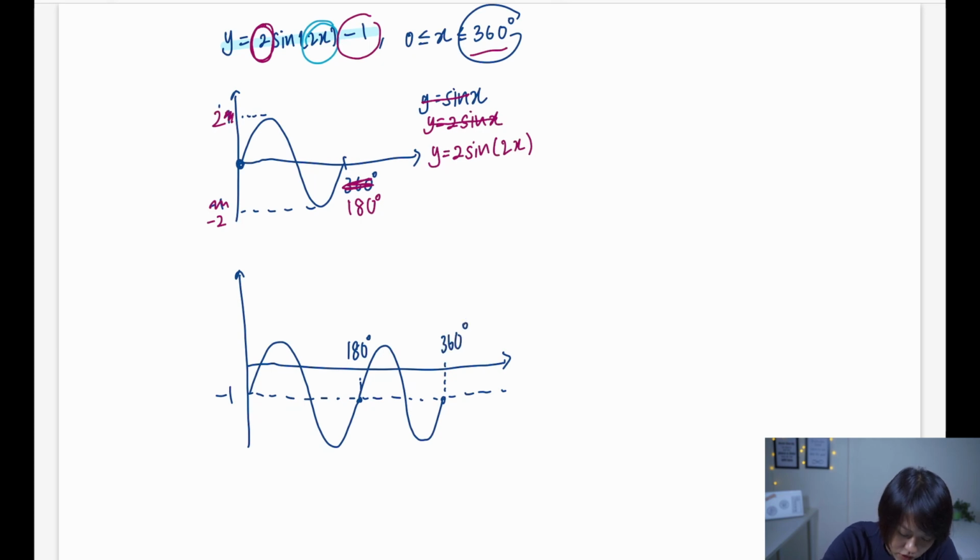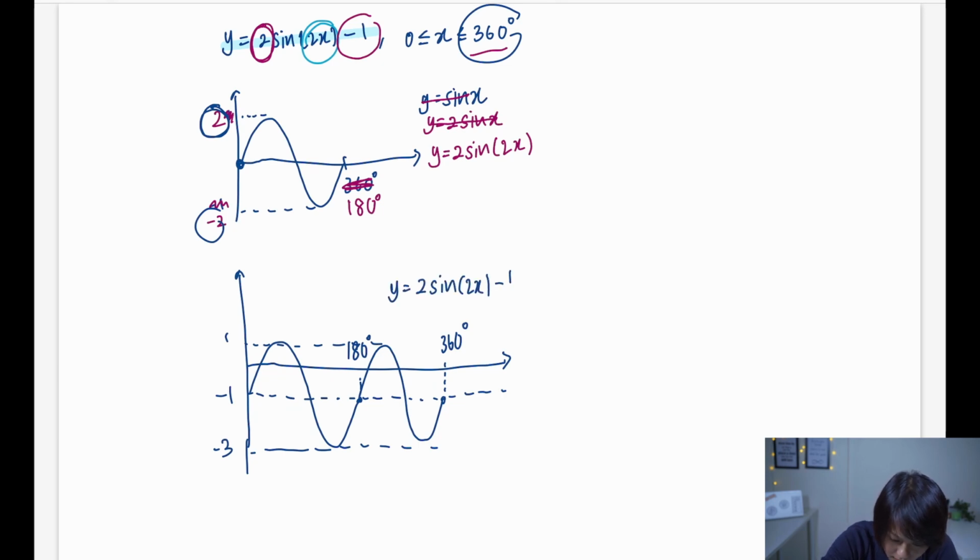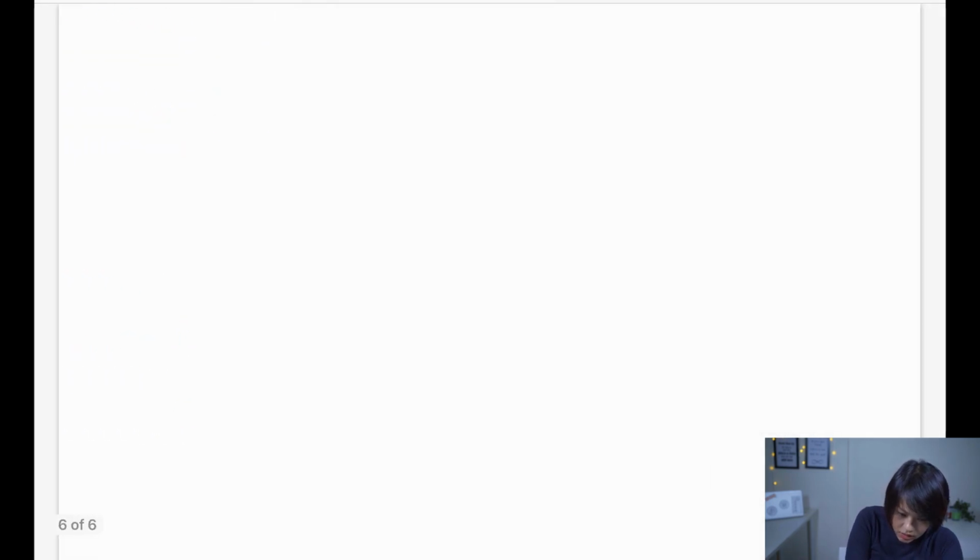Take note that when you shift the graph down, what was originally 2 now becomes 1, and when you shift this down, it becomes negative 3. So this is how you sketch y equal to 2 sine 2x minus 1, purely based on what we call the base graph. So next we're going to sketch the cosine graph.